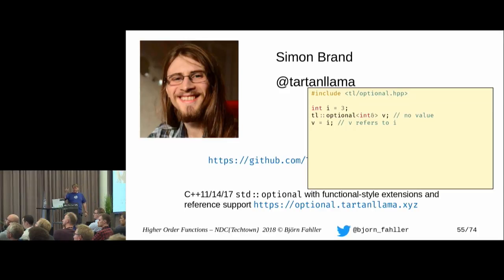The way you use it is this. You include tl/optional, TL for Tartan Llama. And here I can use it with a reference type, int reference in this case. So when I default construct it, it does not hold any value, it doesn't refer to anything. But when I assign it with an int variable, it will rebind to refer to i, now it has a value. And if I say dot value, that is a reference to i, then we assign to i. If I assign it with another int variable, it rebinds the reference to refer to the new variable.